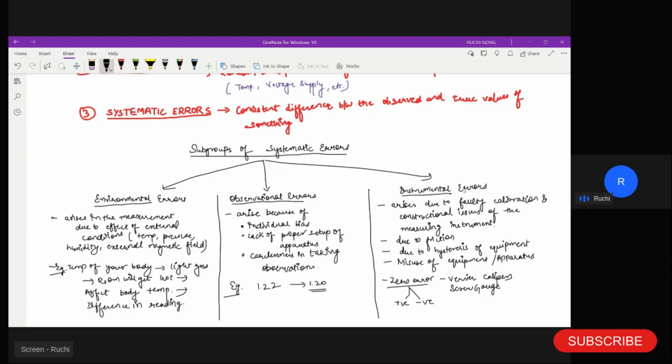After that, instrumental errors. So these errors arise due to faulty calibration or faulty construction of the instrument. Suppose we are using a screw gauge or vernier caliper, then there is some error. If it is not constructed properly, then it also has some error. So zero error is a very common type of error in these two instruments, right? And it can be positive as well as negative.